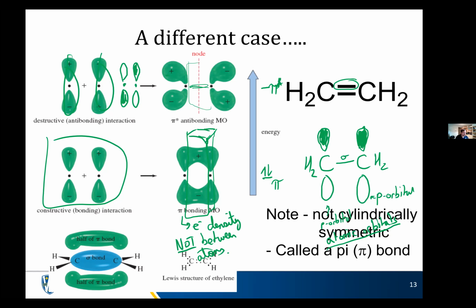So again, this pi bond is not cylindrically symmetric because it's on top and on the bottom, but not on the sides. It doesn't go all the way around the molecule like a cylinder. There's symmetry through the plane of the molecule, like cut right down through. I really can't draw it. But if you have a plane with all 4 of the hydrogens on it, and the 2 carbons, you're symmetrical right there. Okay.